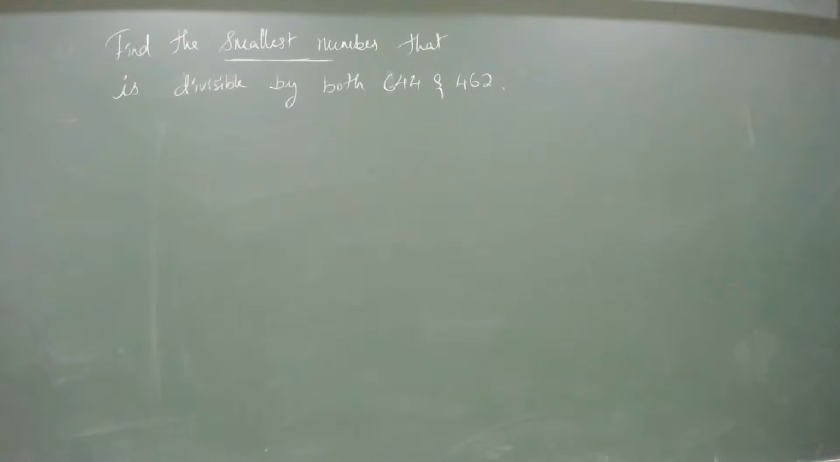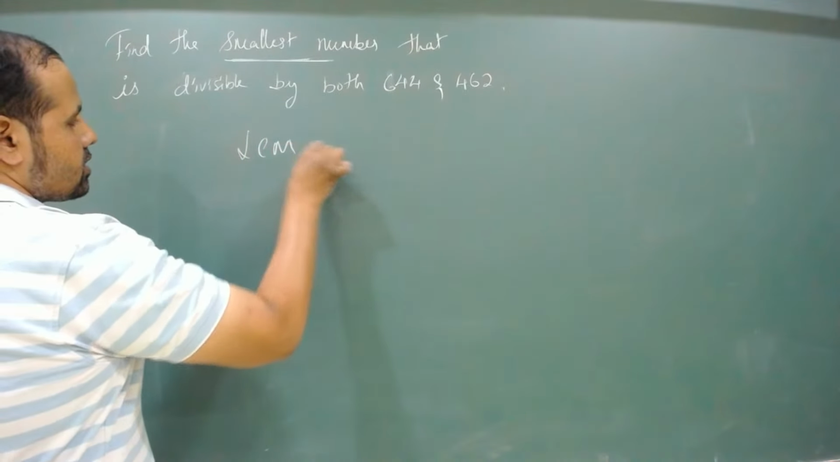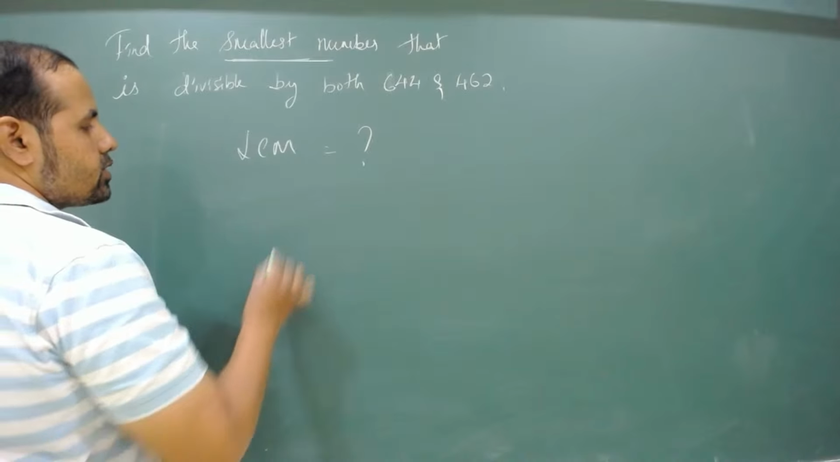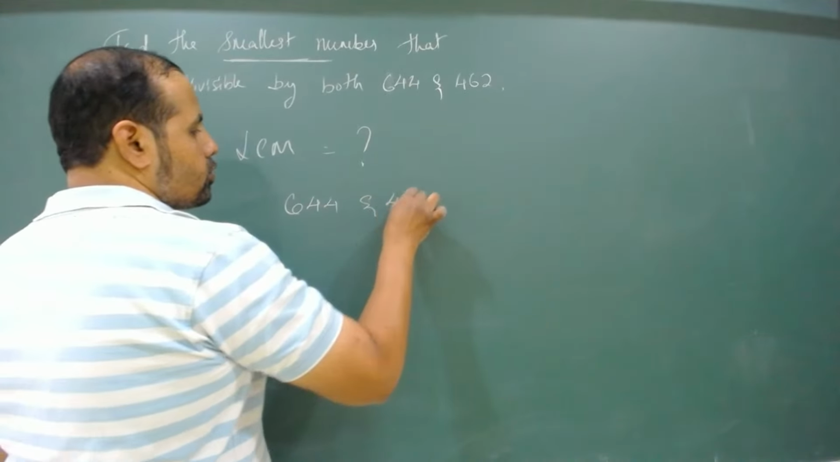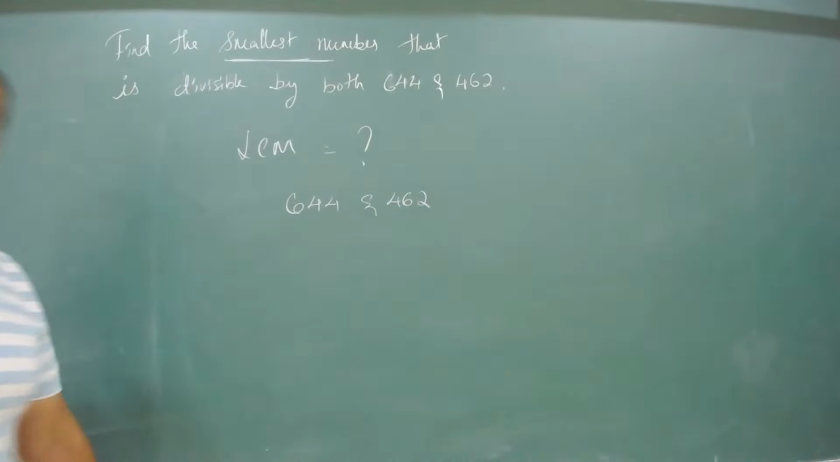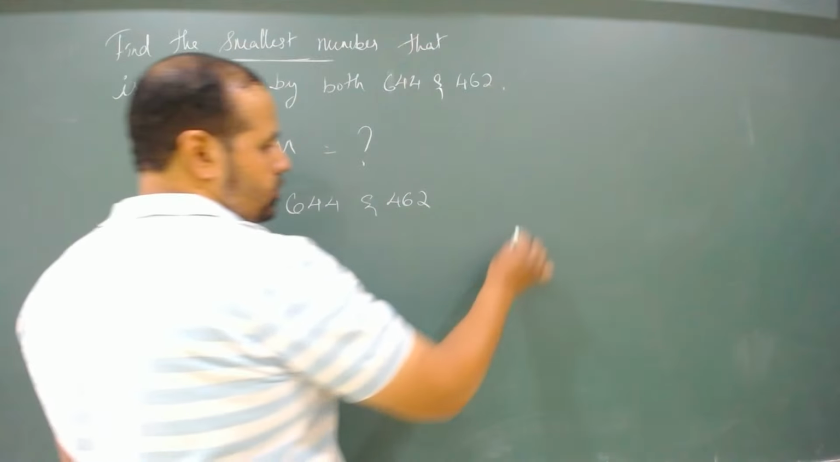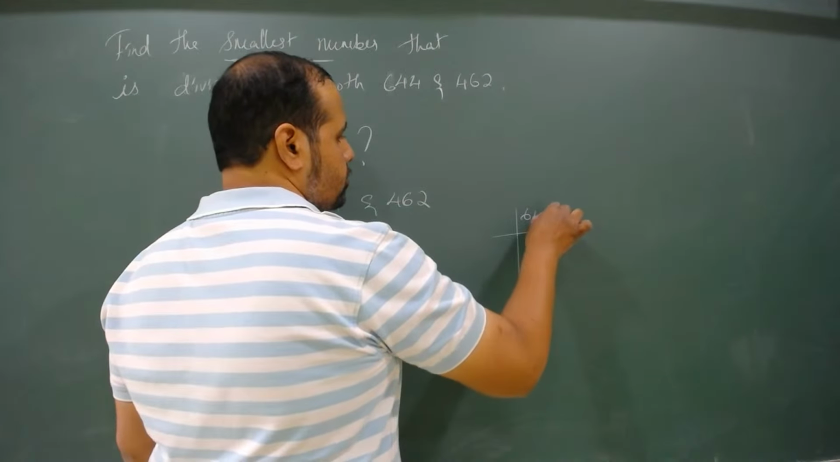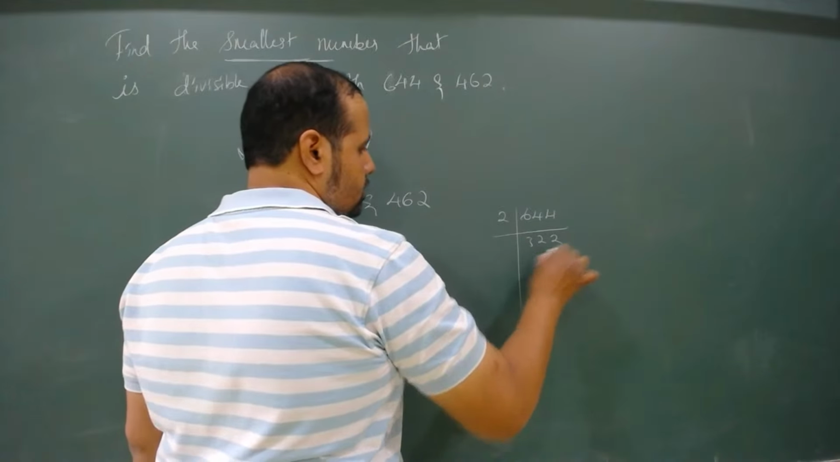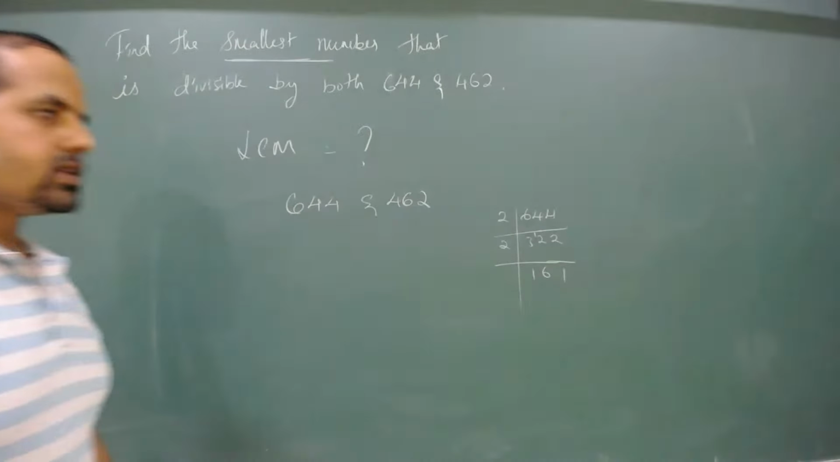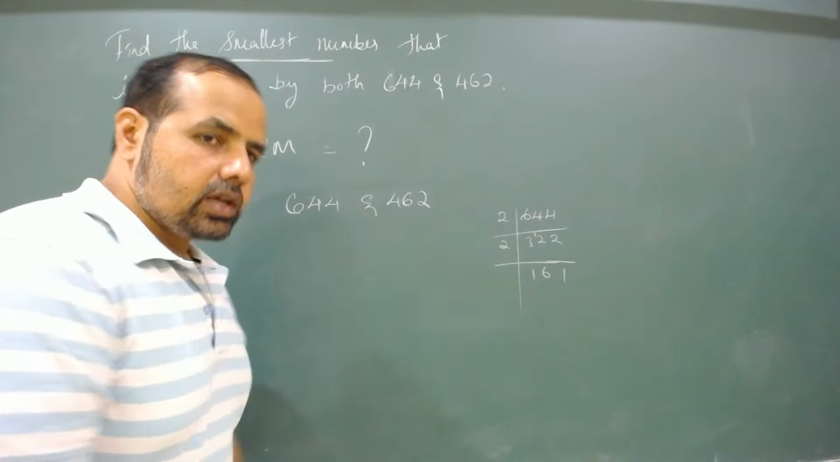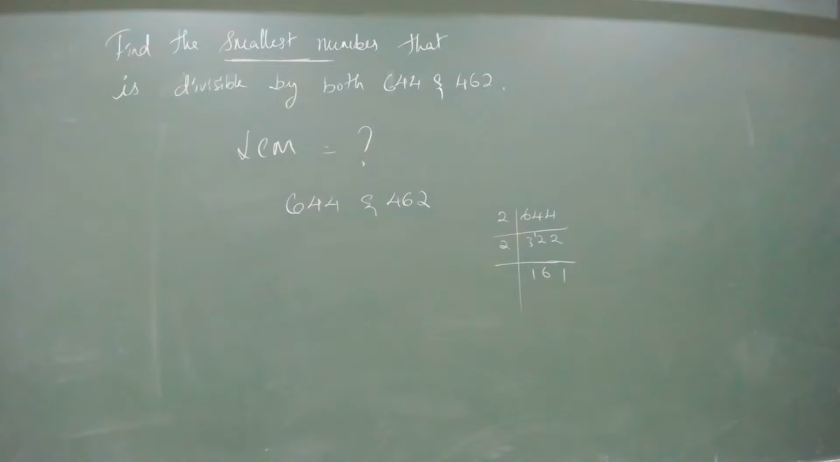Smallest number that is divisible by both means you have to find out the LCM of 644 and 462. Carry out the prime factorization for 644 first. Now carry out prime factorization for the next number.